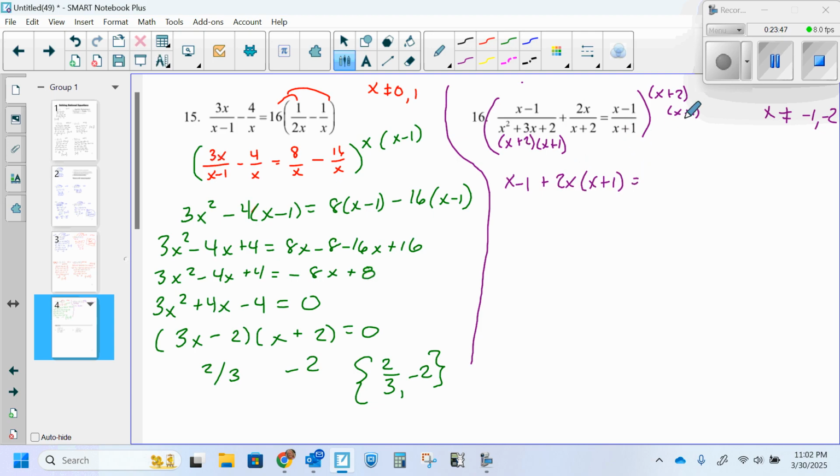Here I have the x minus 1s, and I'm going to have to FOIL that out. I have the x plus 1, so I just need to multiply those two. All right, let's distribute, combine some like terms.